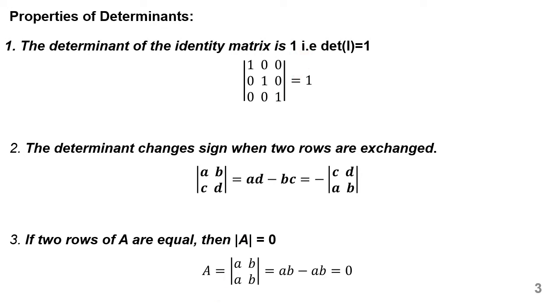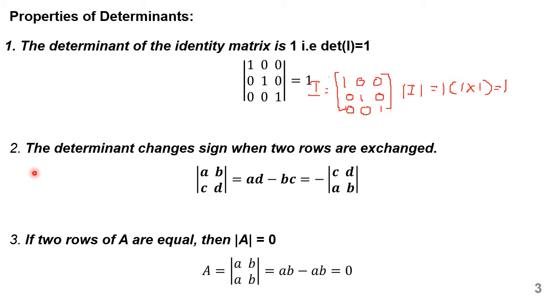We know that the identity matrix I is defined as, I'm taking a dimension of 3 cross 3 matrix: 1 0 0, 0 1 0, 0 0 1. The determinant of I is equal to 1 into 1 into 1, that gives you 1. Hence the first property is proved. First property says determinant of the identity matrix is 1.